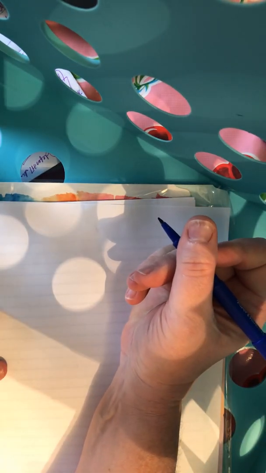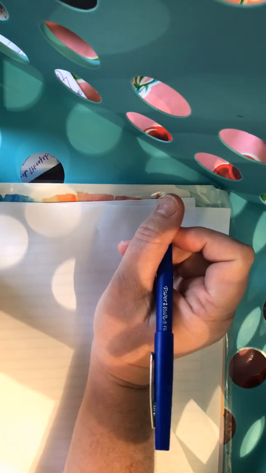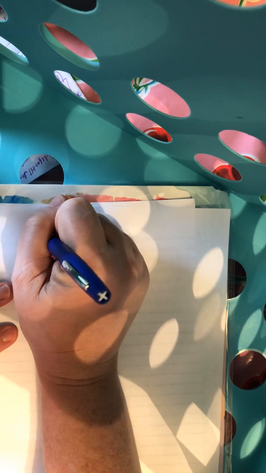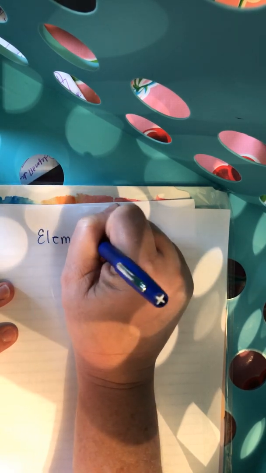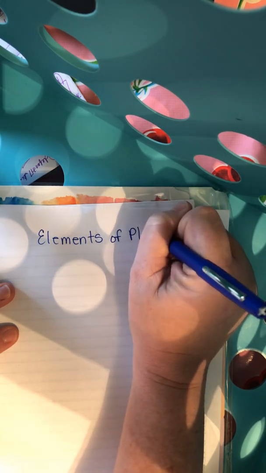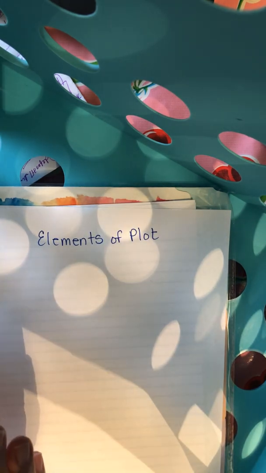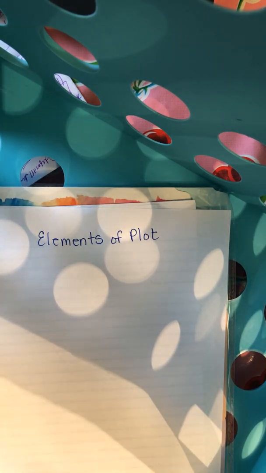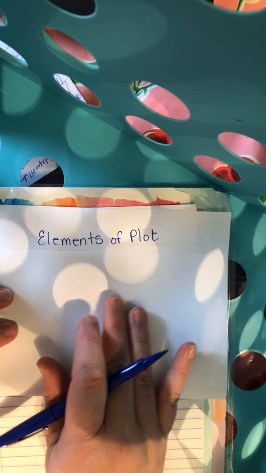You can cut and paste if you want, because it really doesn't matter what's on the back, but I just needed more room. So I'm going to start with Elements of Plot on the top. Then I'm going to break my paper into, let me see, 1, 2, 3, 4, 5, 6 sections. So I'm going to fold my paper up there.